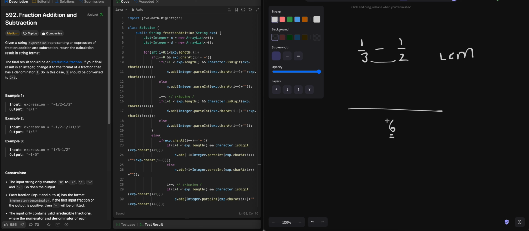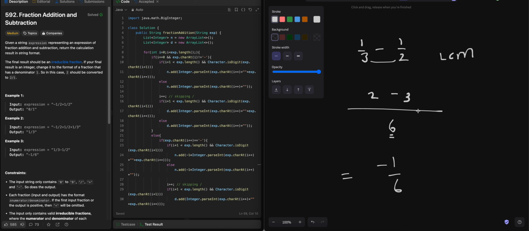So that would be 3, when 3 will divide 6, so we will get 2, okay? So 2 minus 2, when 2 will divide 6, we will get 3, right? So our final answer in this case would become minus 1 by 6, right? So that's what our answer is, okay?